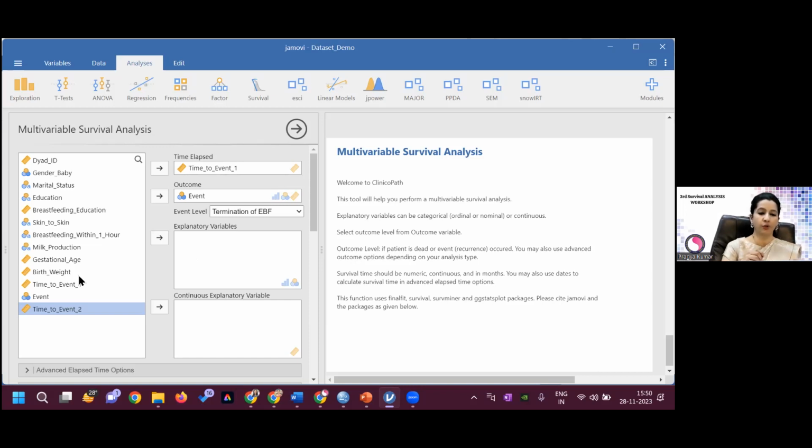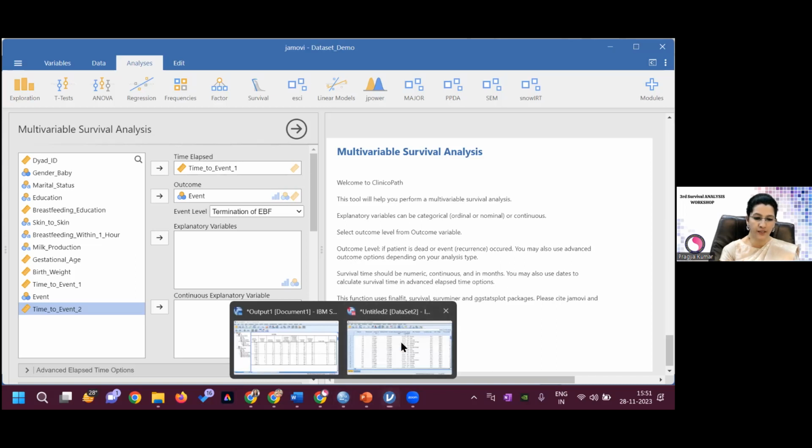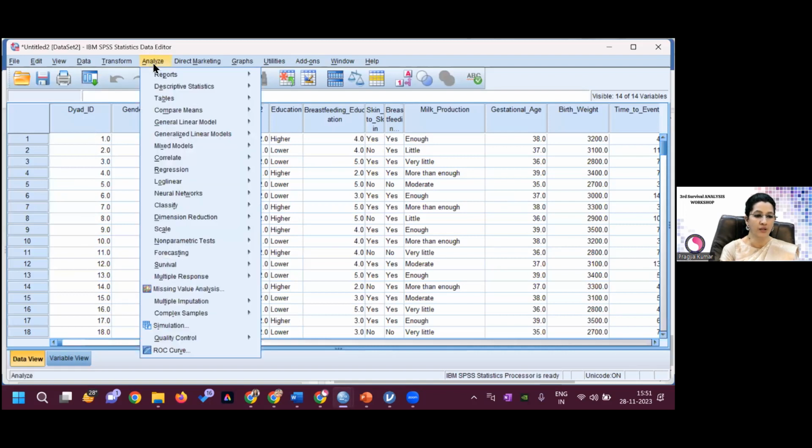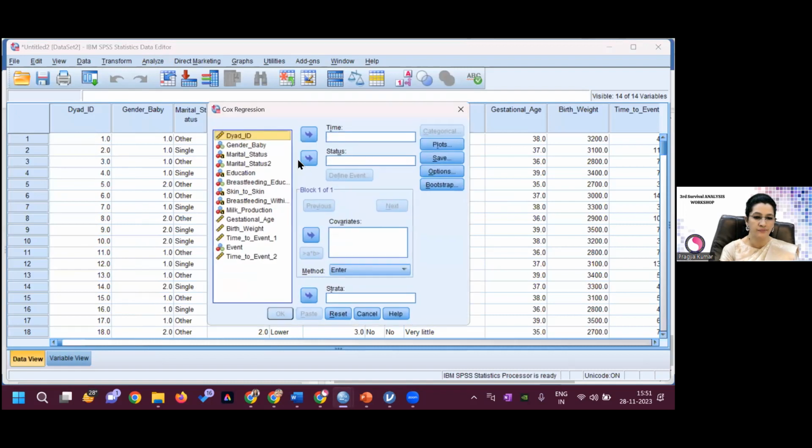Before I go to this, I will show you how to check for the assumption. I told you regarding the proportional hazard. Proportional hazard you cannot check in Jamovi. For that you have to go to SPSS. In SPSS, I'm just showing that there is an option of the log minus log curve. If you go to Analyze, go to Survival and Cox Regression. Again, I will enter this. This is the same. You can import it in SPSS also. This is the time to event, and this is your event. You can define the event as 1.